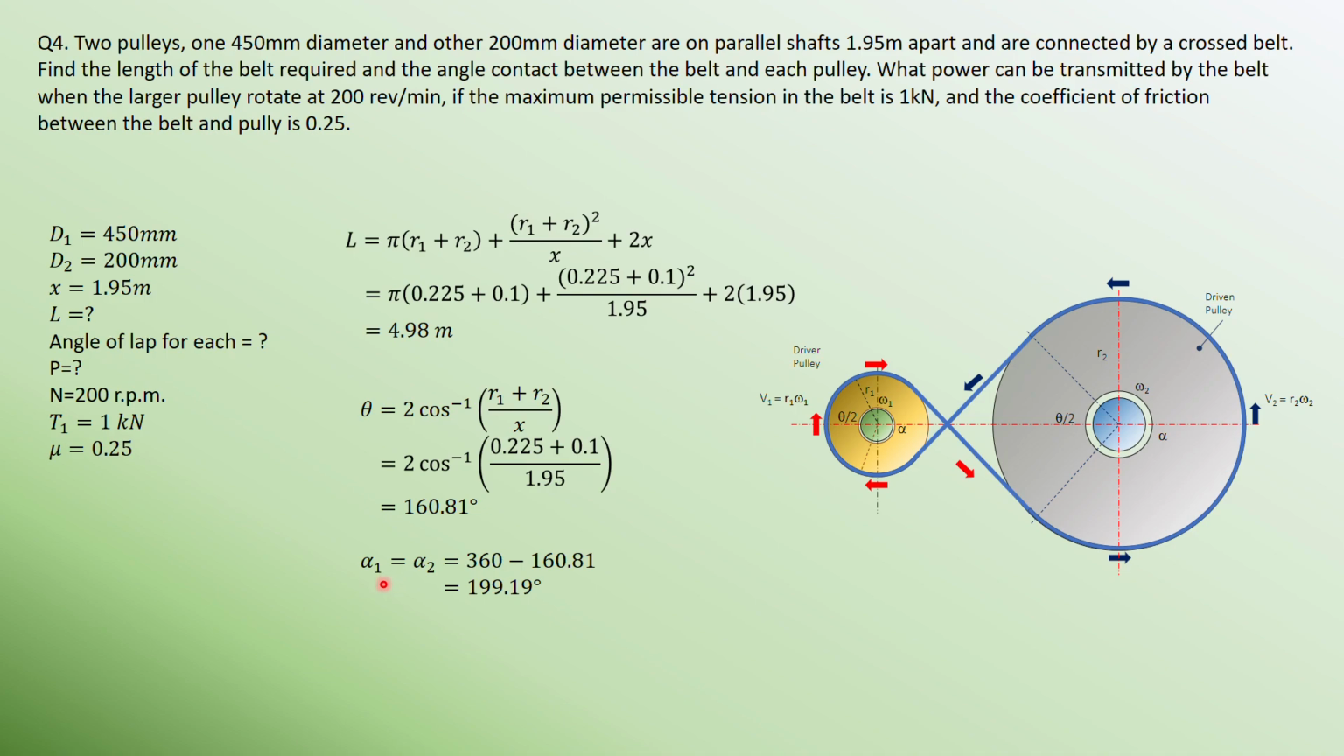And then to find out the actual angle of lap, geometrically, alpha 1 and alpha 2 should be the same. Okay, please check your geometry. So that is taken as 360 degrees minus the whole angle theta, not the half angle. The whole angle theta is 160.81. So you get your angle of wrap for a cross belt drive, for this case, is 199.19 degrees. You can convert this to radians as well, please do so. So this is how it works for your cross belt. I hope these animations really help you.